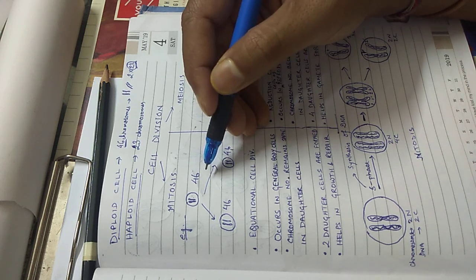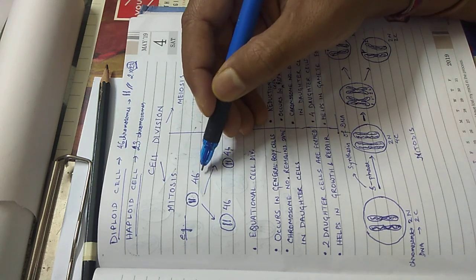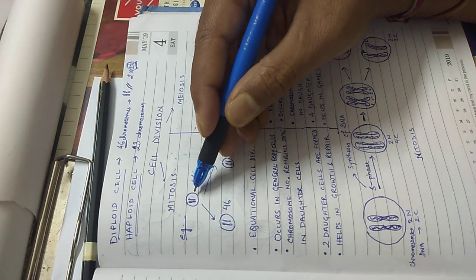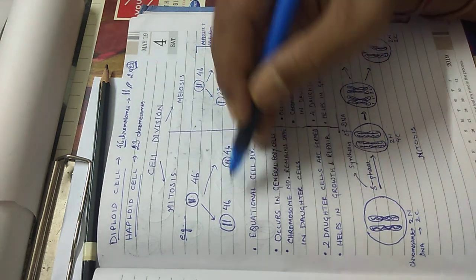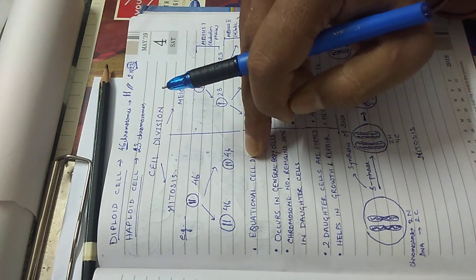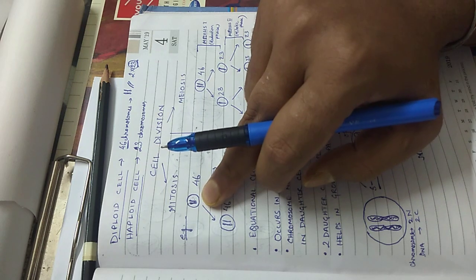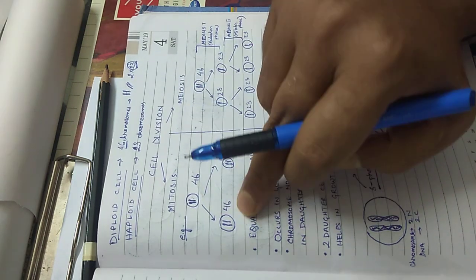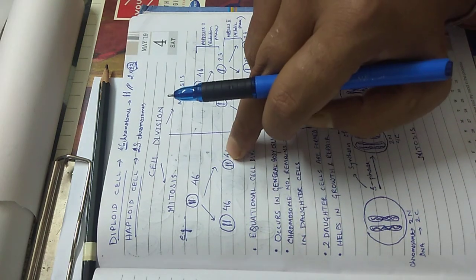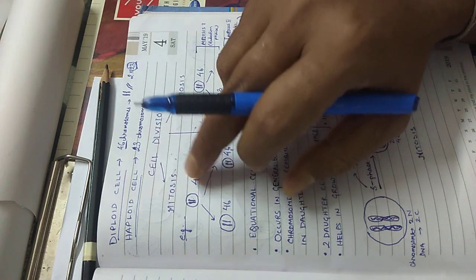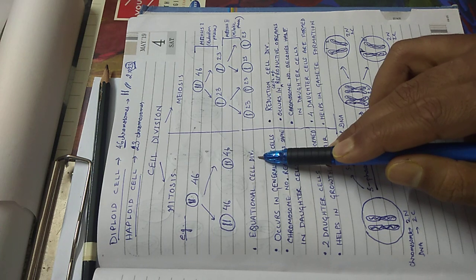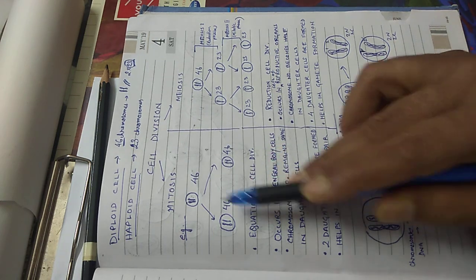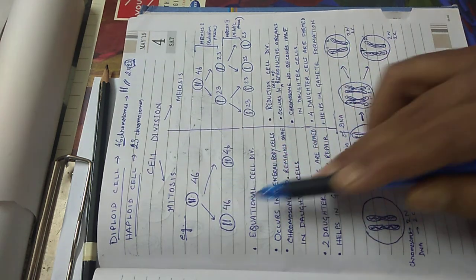We have taken the example of a human cell. Suppose there are 46 chromosomes in each cell. This cell, the mother cell, will divide to form two cells, and both the daughter cells will have the same number of chromosomes. So there are 46 chromosomes in the mother cell, and in the daughter cells also there will be 46 and 46 chromosomes each. Such a kind of cell division is called mitosis. It is called equational cell division because the number of chromosomes remains the same in both the cells.